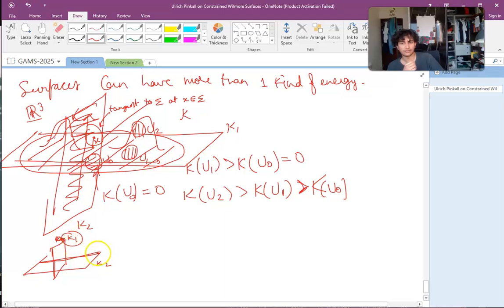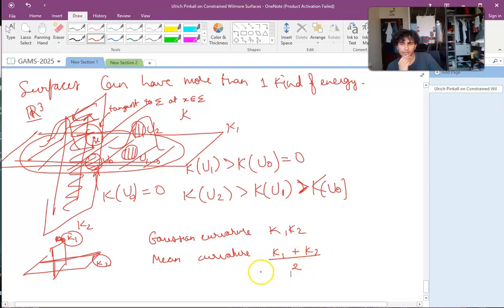Given these principal curvatures, your Gaussian curvature is defined as the product of these 2 principal curvatures, and your mean curvature is defined as the average or the mean of your 2 curvatures. So this is denoted by h, and this is denoted by k.